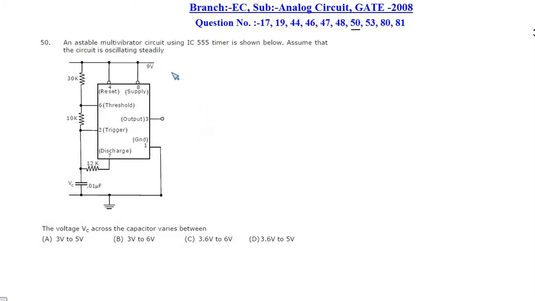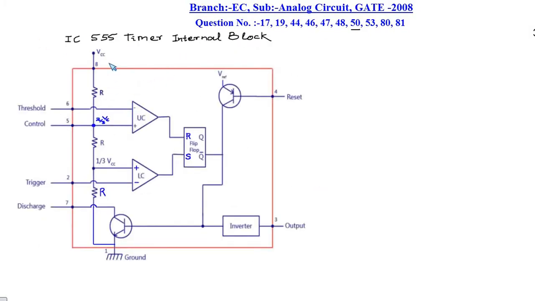This question is question number 50. In this question, IC 555 timer is given in astable configuration, and we have to find out what is the range of the voltage using which the voltage of the capacitor is varied. The internal block diagram of IC 555 timer has two comparators, one SR flip-flop, two transistors, and there are three identical resistors, each of 5 kilo.